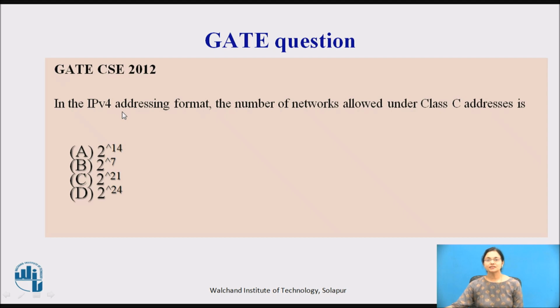The question is, in the IPv4 addressing format, the number of networks allowed under class C addresses is. So here the options are given: 2 raised to 14, 2 raised to 7, 2 raised to 21, 2 raised to 24.